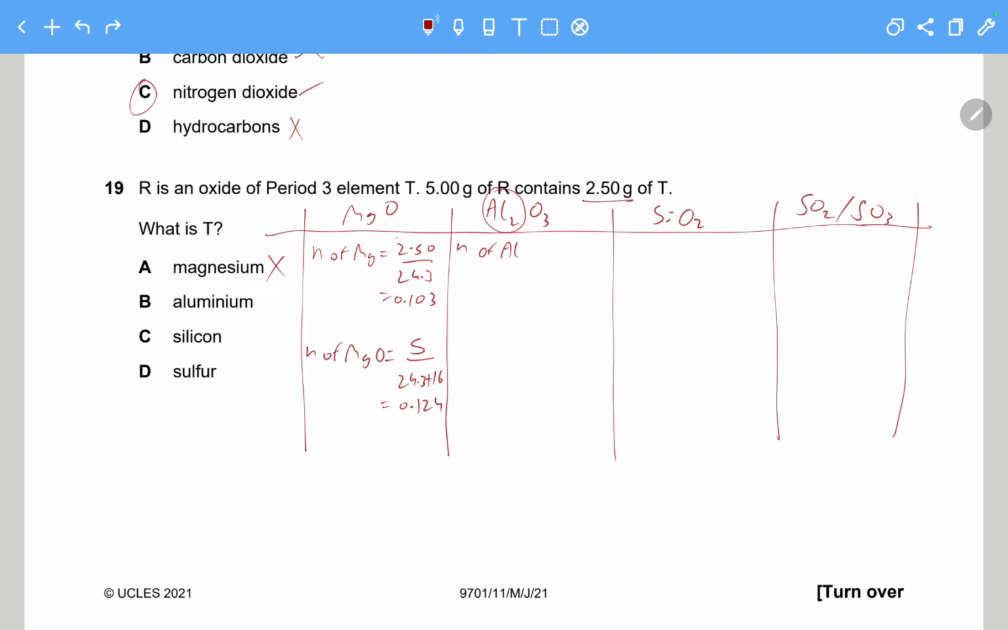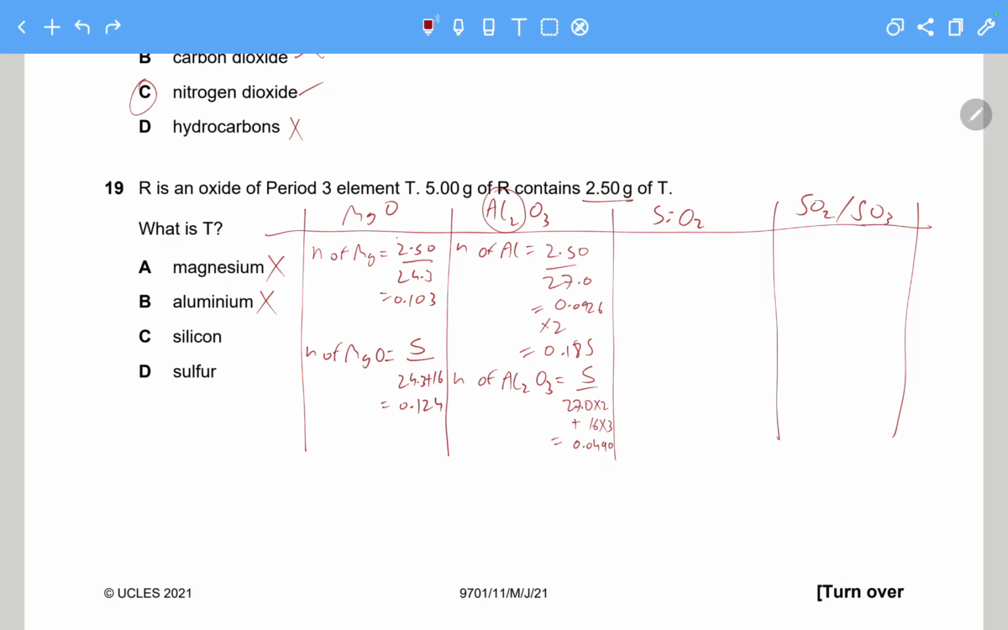So using this rationale, the number of moles of aluminium is 2.50 over 27.0, which is 0.0926. We'll multiply this by 2 because we need 2 of this to form 1 of the oxide, and multiplied by 2 gives us 0.185. Then N of Al2O3, the number of moles of the oxide, is equal to 5 over 27.0 into 2 plus 16 into 3, which is equal to 0.0490. Now again, 0.185 is not equal to 0.0490, so this cannot be the correct answer as well.